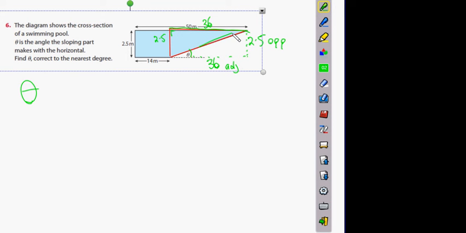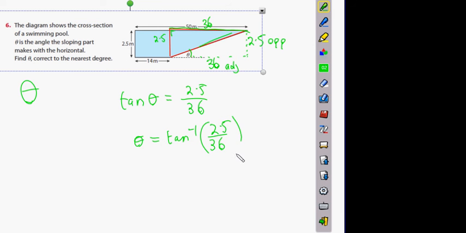So, what function are we using? Sine, cos, or tan? Tan. So tan theta is 2.5 over 36. To get theta on its own, how'd you do it? Tan inverse 2.5 over 36, and what do we get? It's going to be a small angle because it's not very tall, but it's extremely wide. So what is it? 3.97, and to the nearest degree, 4 degrees. Now lads, you can see they're actually reasonably easy, aren't they?